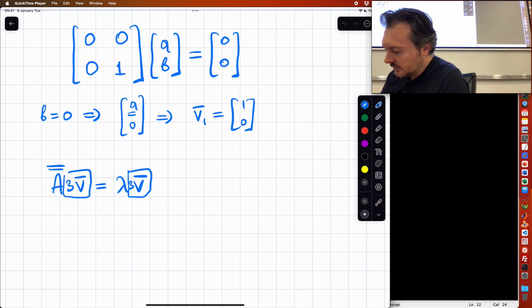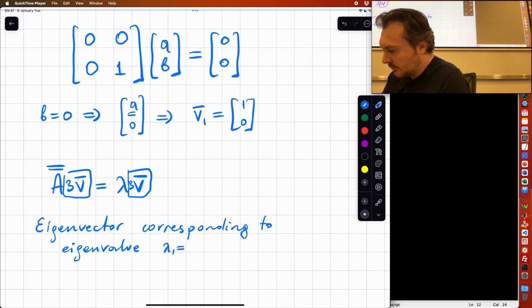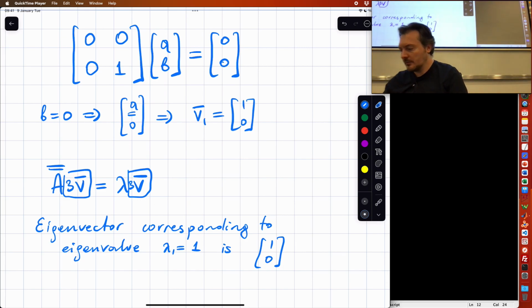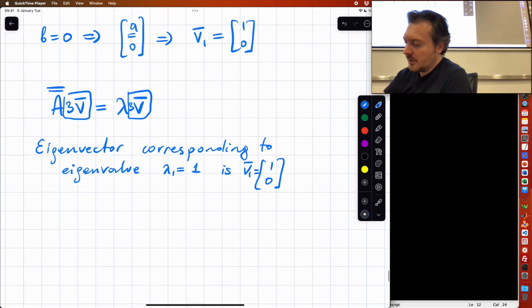So let me write it down. Eigenvector corresponding to eigenvalue lambda 1 equals 1 is 1, 0. Okay? V1 equals 1, 0. Let's find the other one.